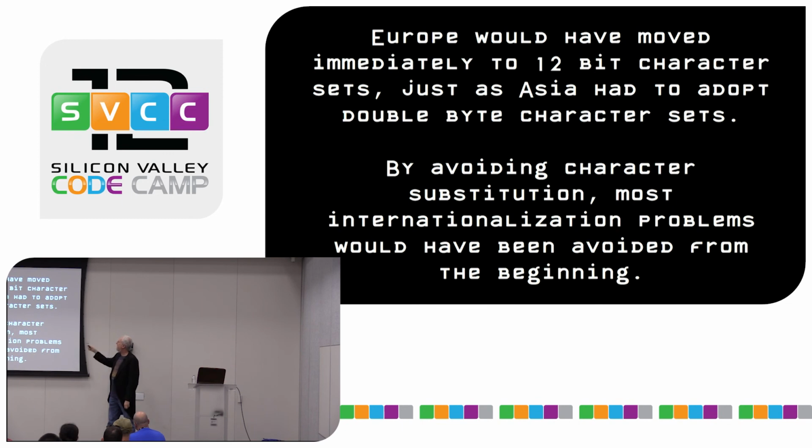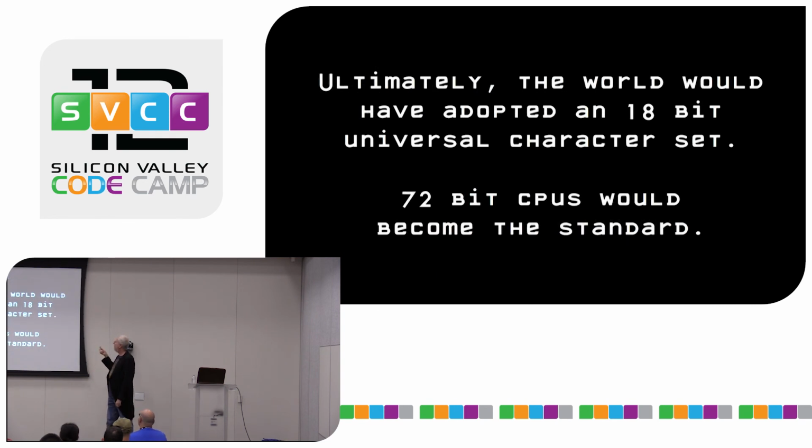Europe would have moved immediately to 12-bit character sets, just as Asia had to move to 16-bit character sets simply because it didn't fit. And by avoiding character substitution, most of the internationalization problems would have been avoided from the beginning. Ultimately, the world would have adopted an 18-bit character set. Unicode would have been an 18-bit character set that would easily have accomplished everything that we needed had ASCII done the 6-bit thing. And 72-bit CPUs would be standard today.